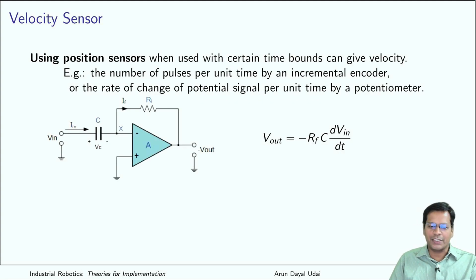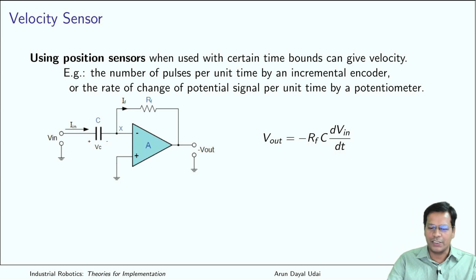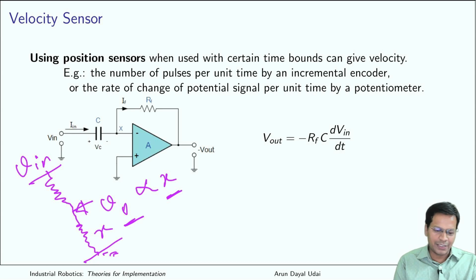Yes, using position sensors, when they are used with certain time bounds, they can give you velocity. The output you saw just now came like this. There was a resistance slider, so the output was varying with displacement. This is your applied voltage input, and the output voltage was proportional to displacement. Let us say this slider is now moving with some velocity. So what will you see? You will see the displacement changes, so the output voltage also changes.